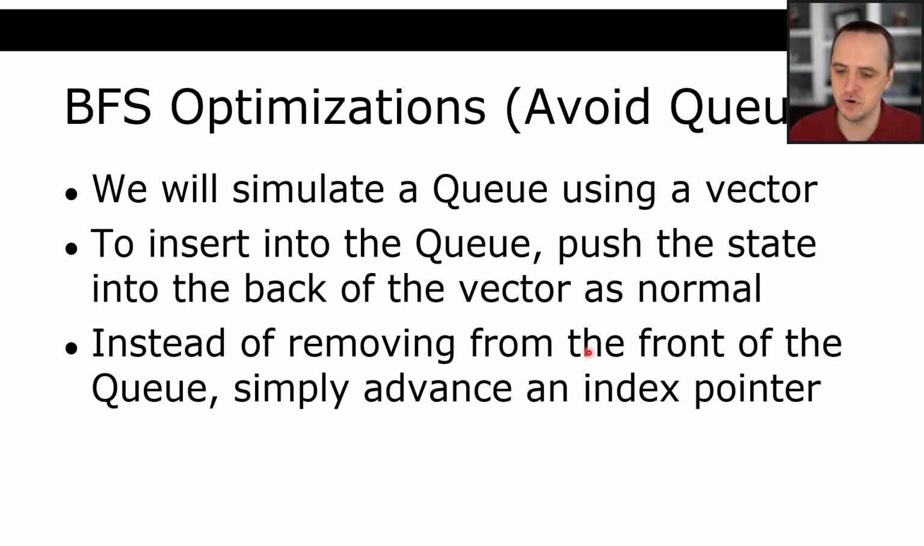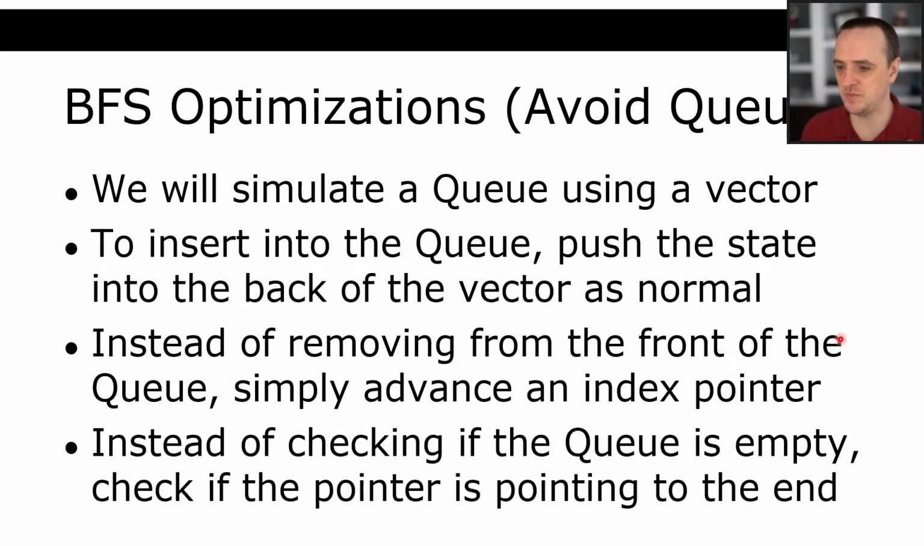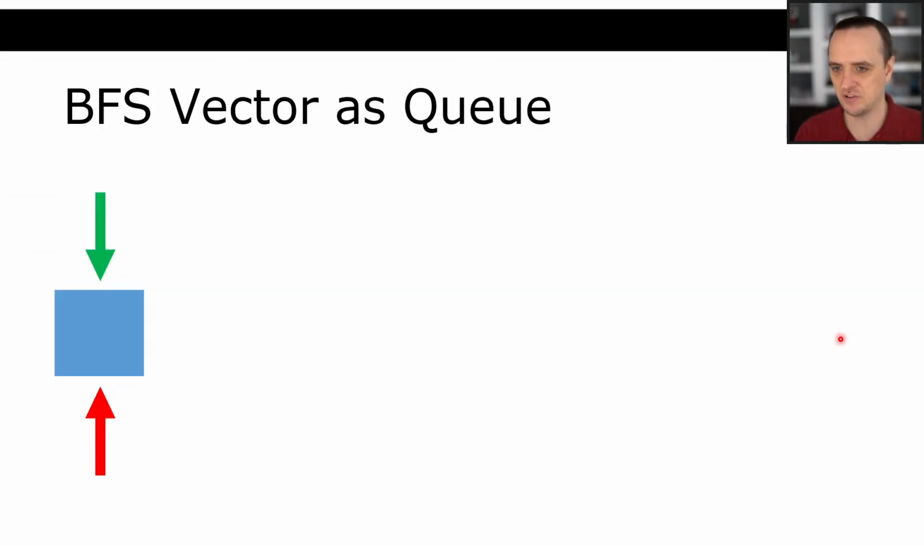But instead of actually deleting from the front of the queue, we're going to leave the value there and just advance a pointer. Okay? So instead of checking if the queue is empty, we're going to check to see if the pointer is pointing to the end. And here's an illustrated example of this to show you how well this can work. All right. So here's what I mean by simulating a queue with just normal operations on a vector and the advancement of pointers.